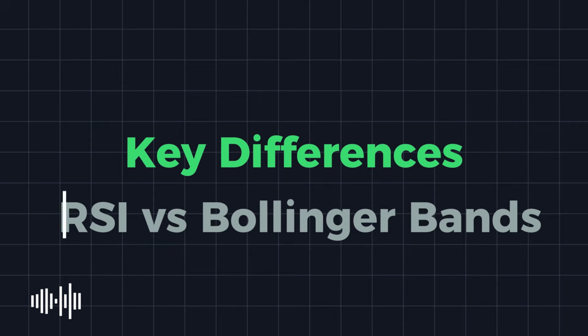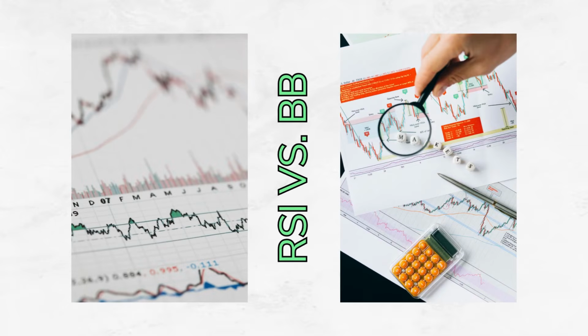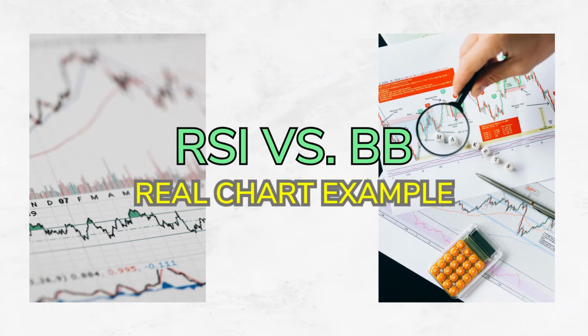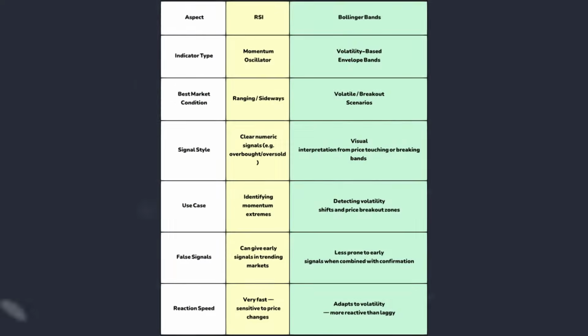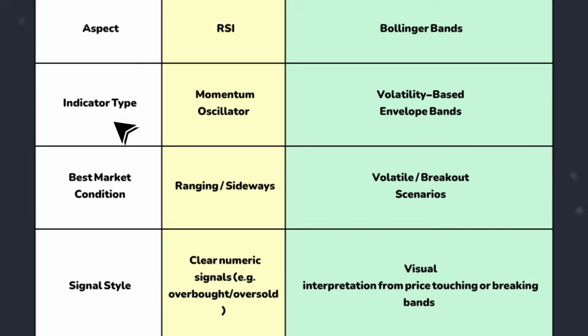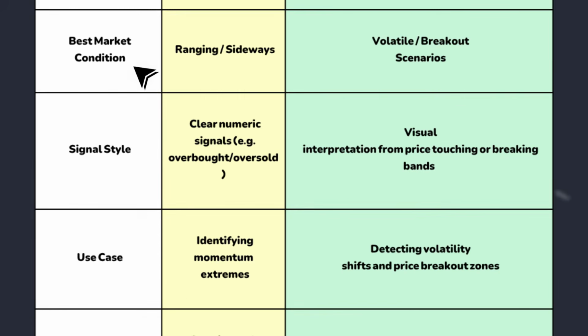Key differences: RSI versus Bollinger Bands. Let's break down the key contrasts, then we'll see them in action on real charts. Indicator type. RSI is a momentum oscillator. Bollinger Bands are volatility-based envelope bands. Market condition. RSI works well in ranging conditions. Bollinger Bands adapt better to volatility changes, great for breakout strategies.